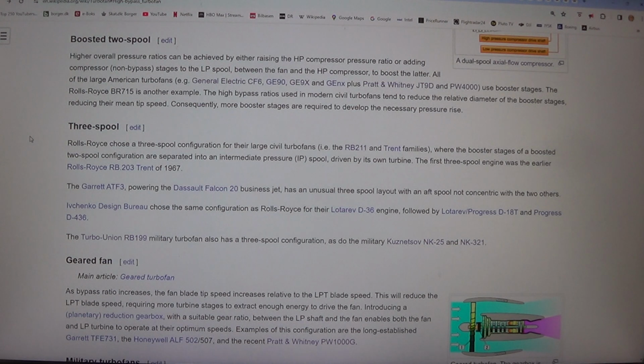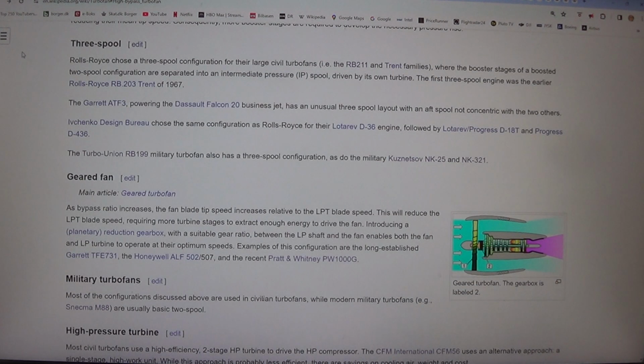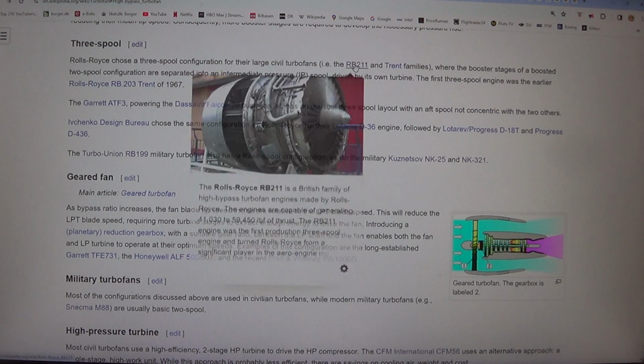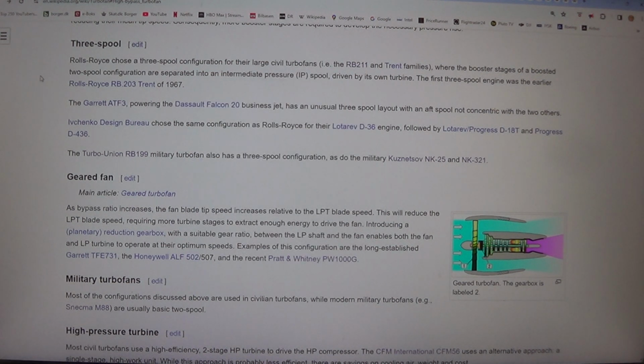Three-spool. Rolls-Royce chose a three-spool configuration for their large civil turbofans, i.e. the RB211 and Trent families, where the booster stages of a boosted two-spool configuration are separated into an intermediate pressure, IP, spool, driven by its own turbine. The first three-spool engine was the earlier Rolls-Royce RB.203 Trent of 1967.